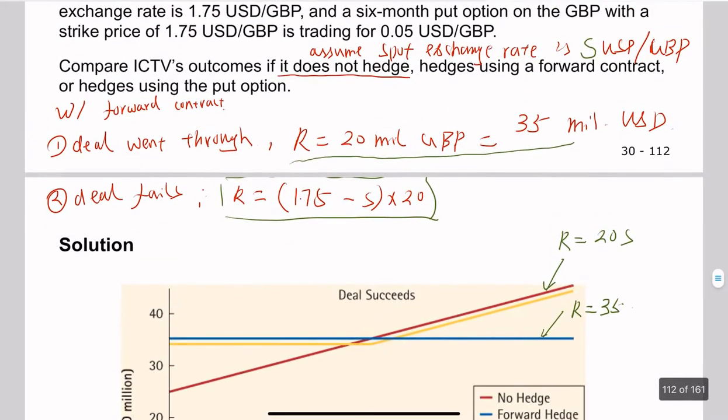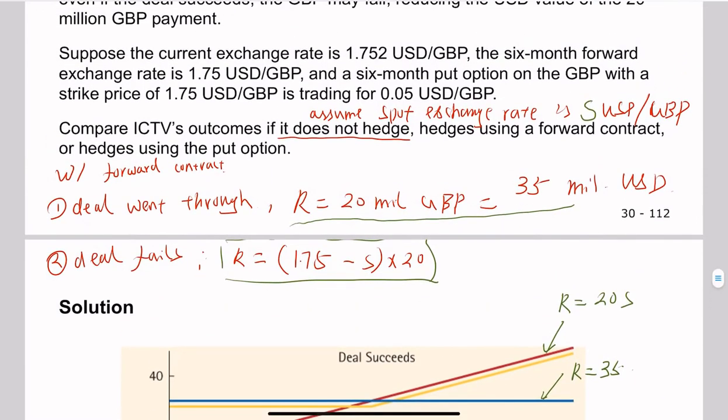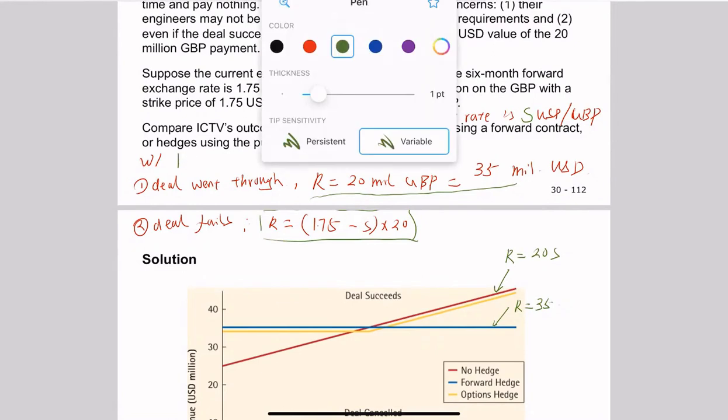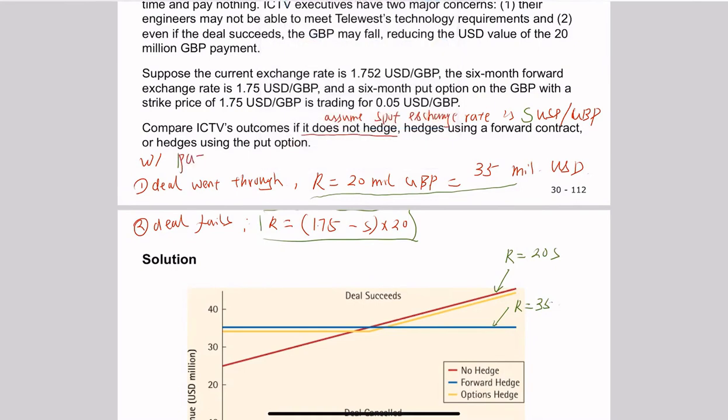Okay, now let's discuss the third case. The firm is hedging with a put option. First, why does the firm want to use a put option? Well, because you can see that the put option has a strike price of 1.75. This basically means with this put option, the firm can at least exchange GBP for USD at the rate of 1.75, right? Okay, now again, two cases.